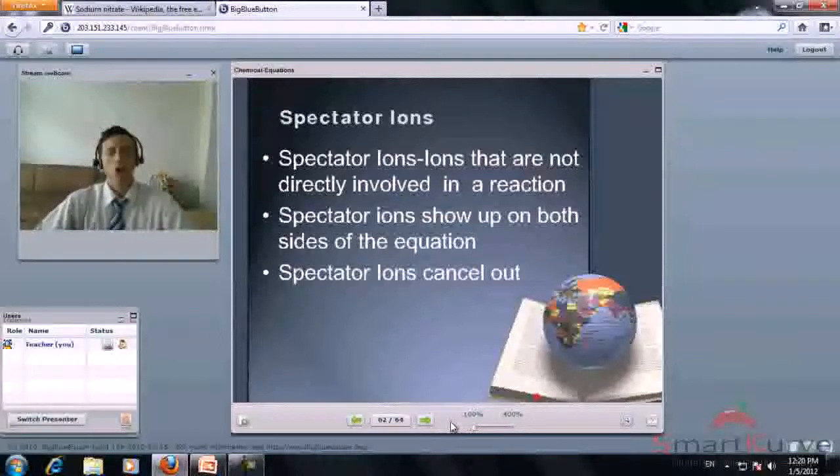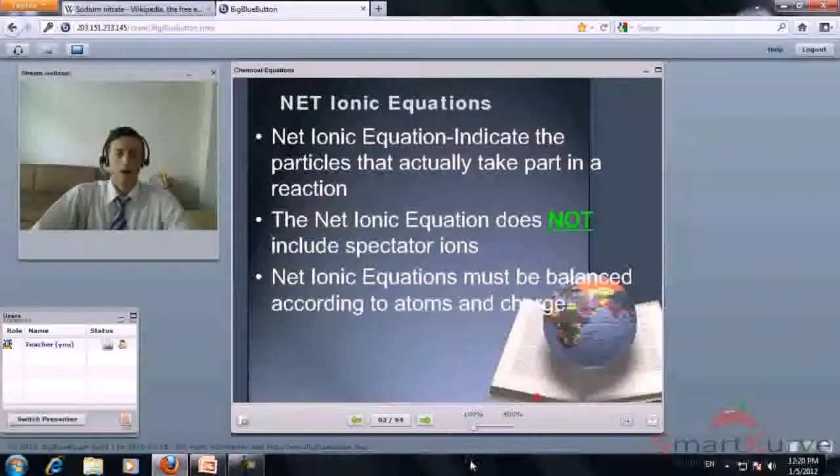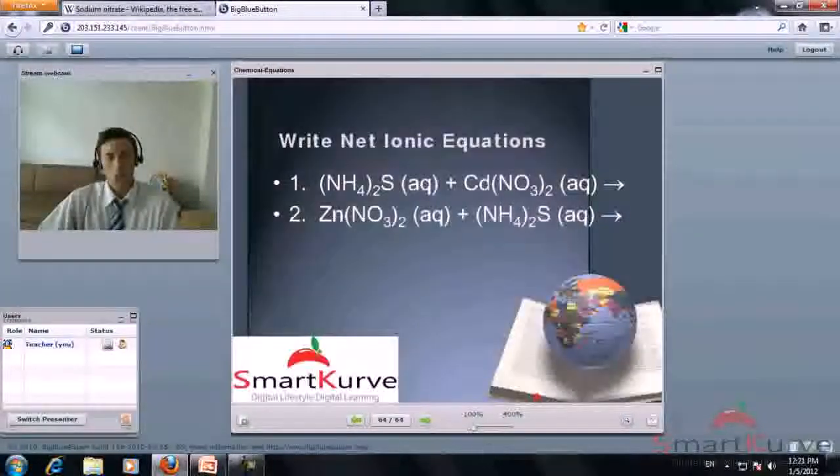They show up on both sides of the equation, they cancel one another out. And the net ionic equation indicates the particles that actually take part in the reaction. It does not include spectator ions. Alright, so net ionic equations.